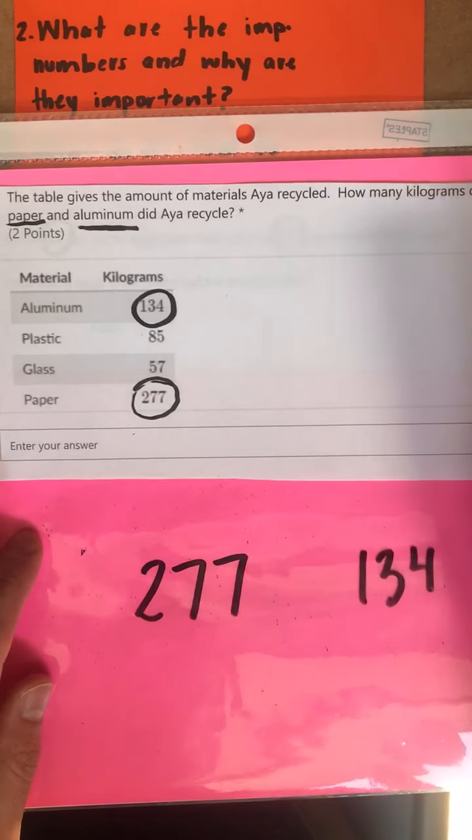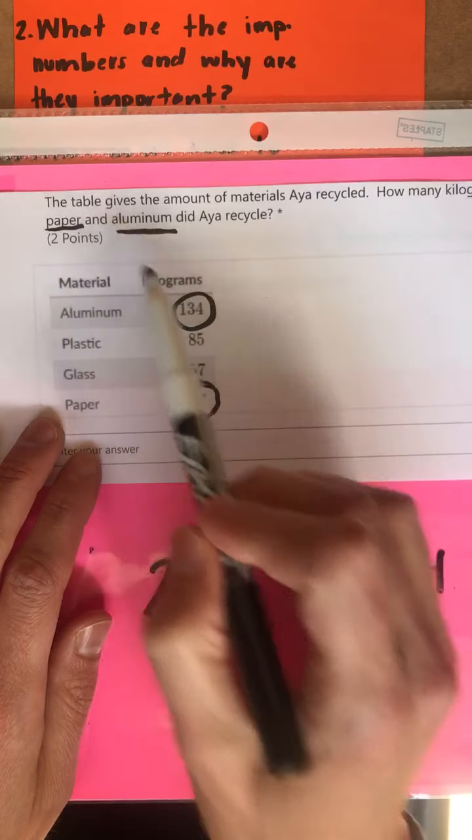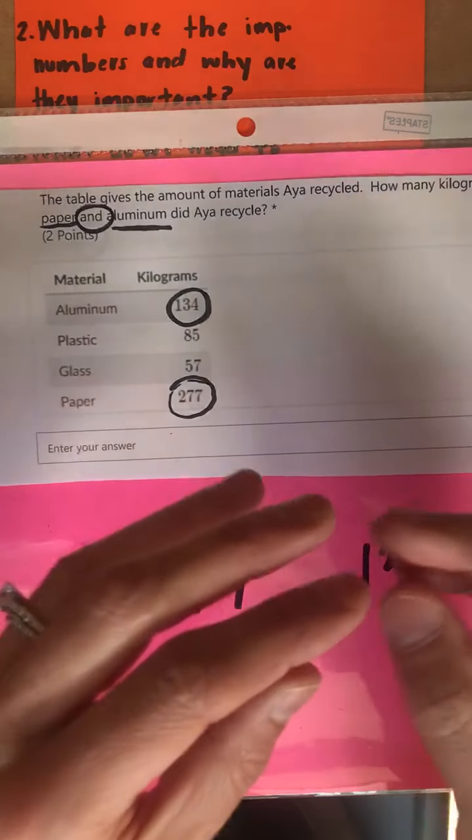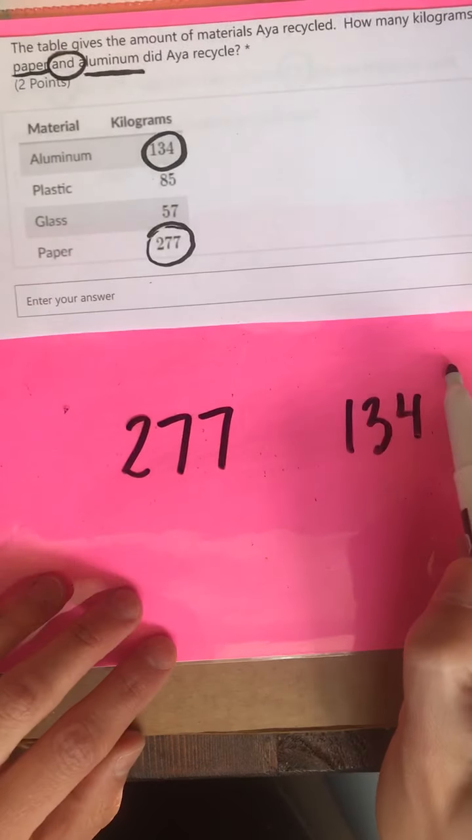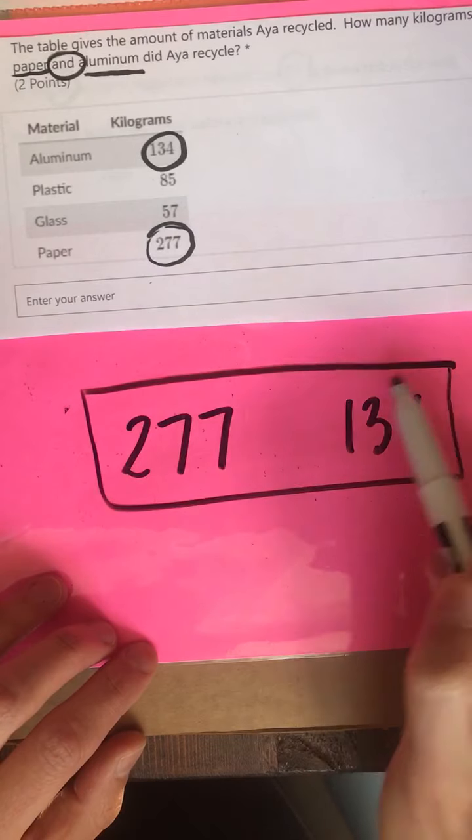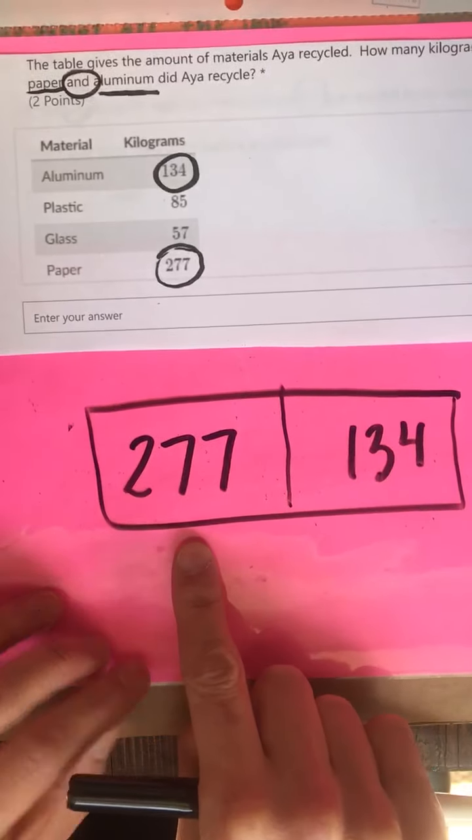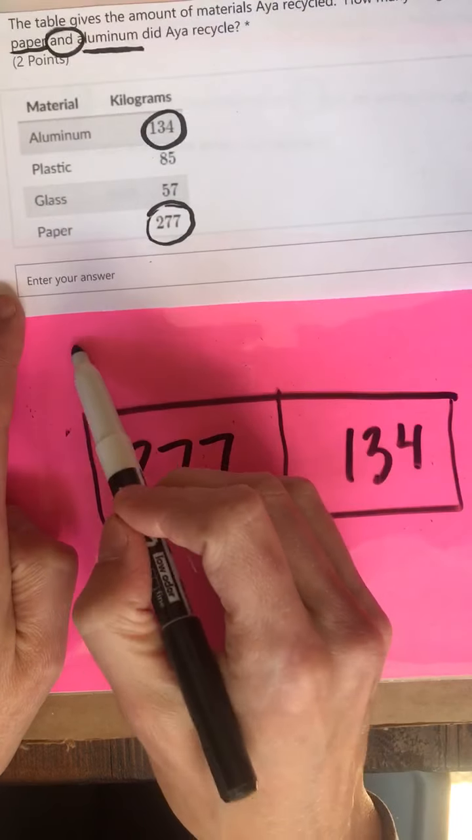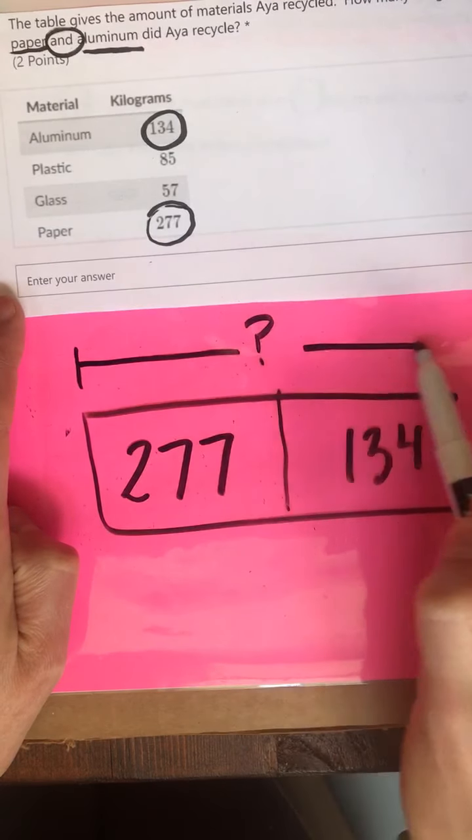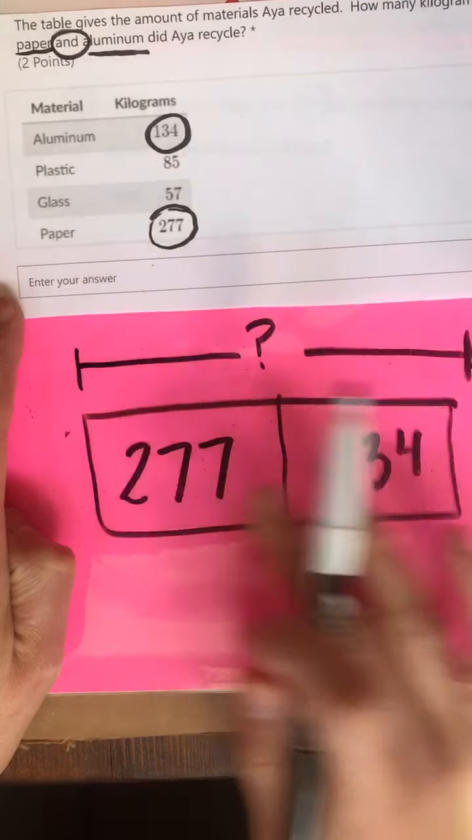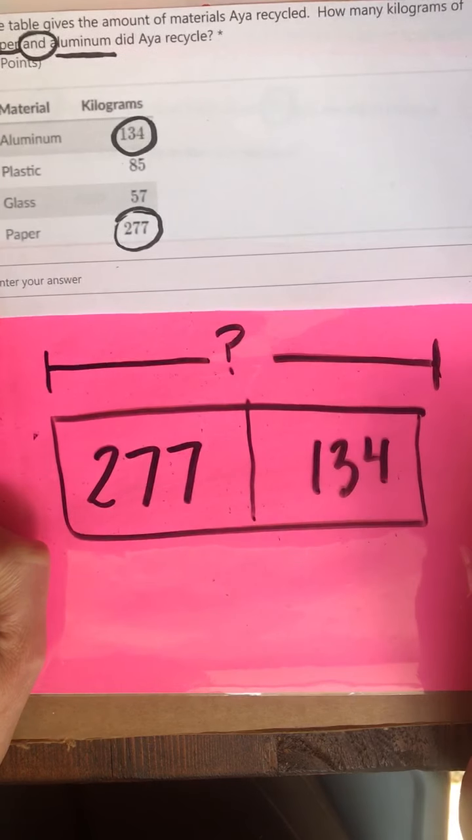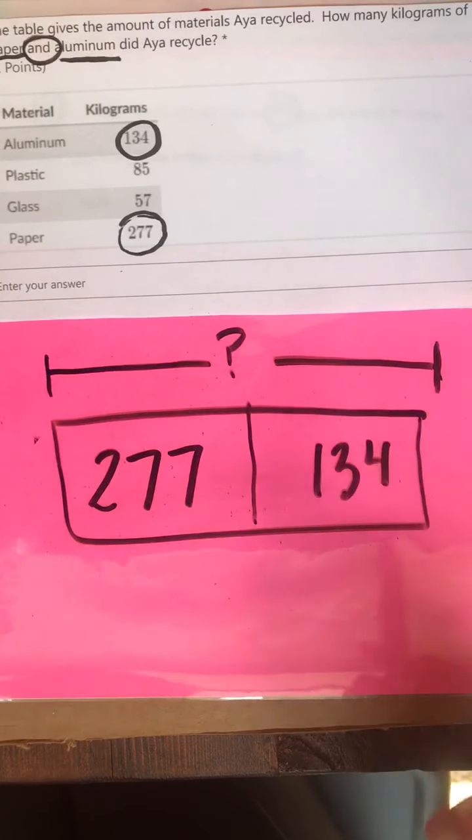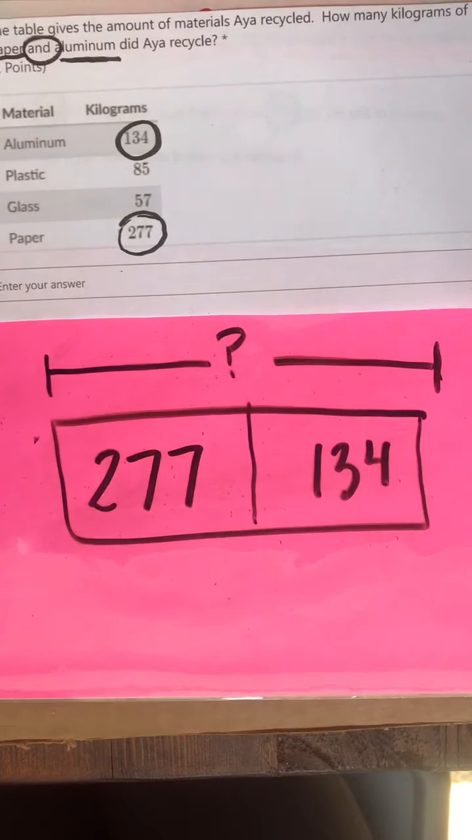So I want to know how many kilograms of paper and aluminum did Aya recycle. So this and word tells me that I'm going to combine them. So again, this is a visual that works really well for me. I know that part of what Aya recycled was paper and part of what Aya recycled was aluminum. I want to know the total weight in kilograms that Aya recycled. So again, if I have two parts, how do I find the whole? Great job, you add the two parts together.